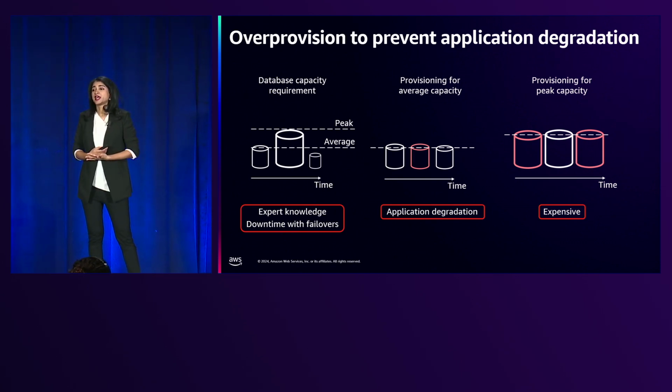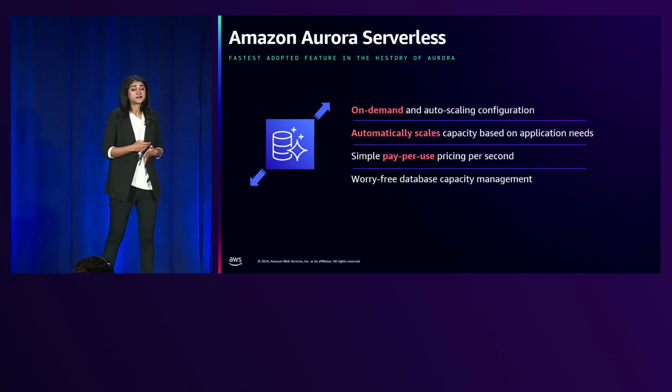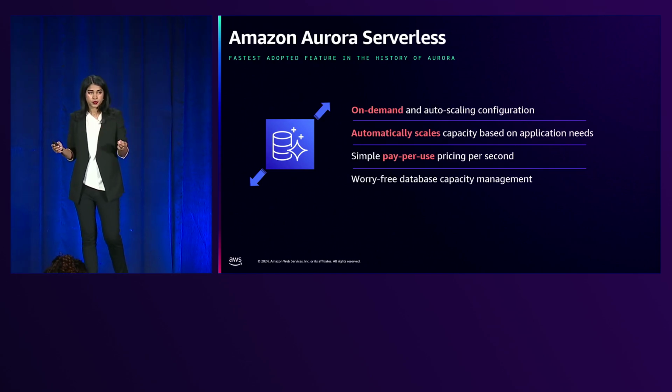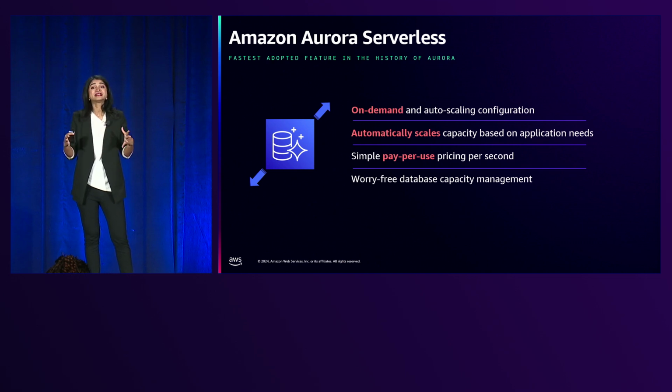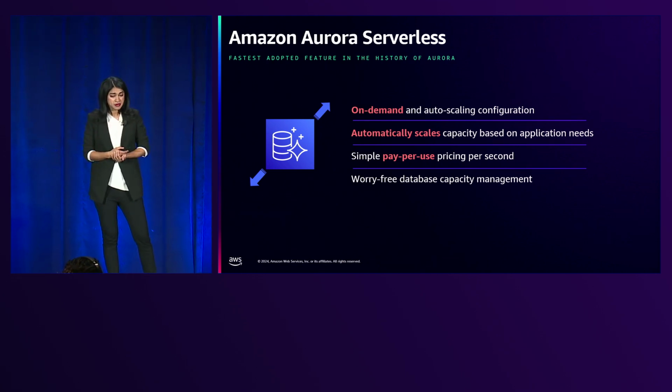So this is where Aurora Serverless comes in. It is one of the fastest adopted features in Aurora. And what it gives you is an on-demand and auto-scaling configuration for Aurora. It gives you this capability where the database will automatically scale up and down based on the workload it's experiencing.